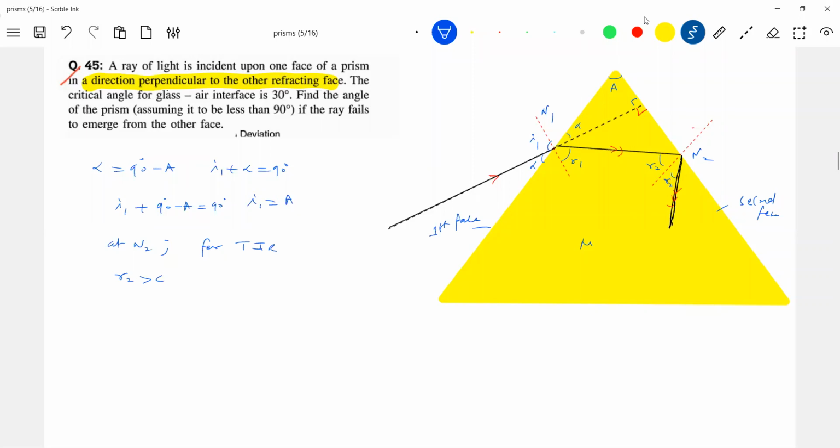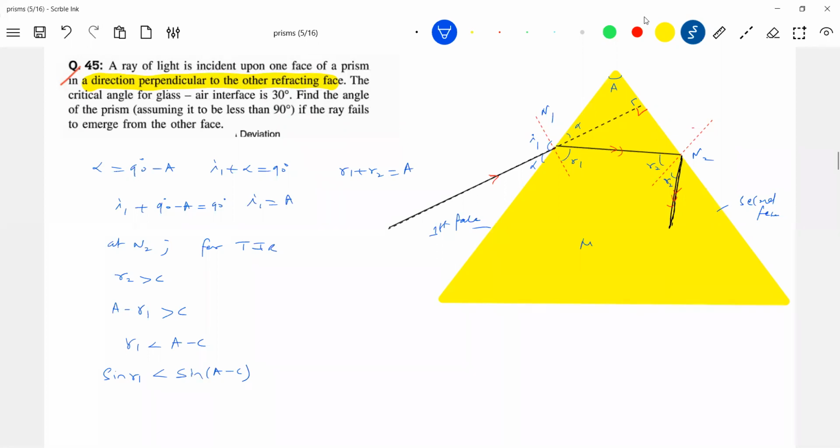And we have one relationship: R1 plus R2 should be equal to A for the prism. So therefore R2, I can write as A minus R1, greater than C. R1 will be less than A minus C. Sin R1 will be less than sin of A minus C.